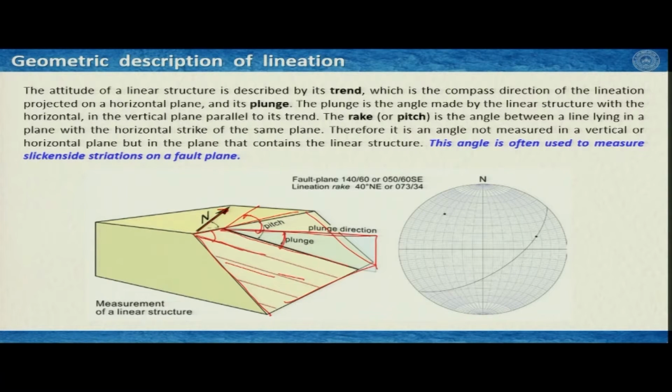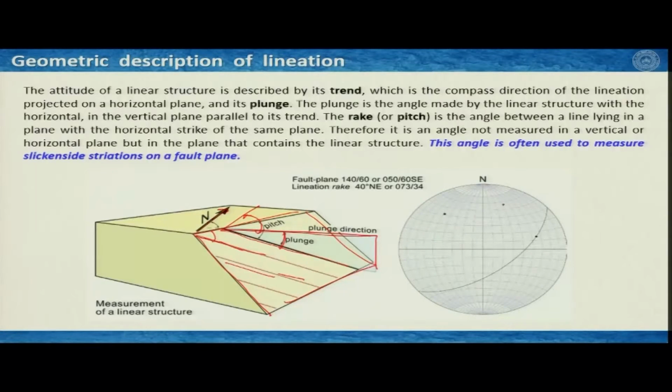pitch or rake. So, in summary, the attitude of a linear structure is described by its trend, which is the compass direction of the lineation projected on a horizontal plane, and its plunge. The plunge is the angle made by the linear structure with the horizontal in the vertical plane parallel to its trend, and the rake or pitch is the angle between a line lying on a plane with the horizontal strike of the same plane. Therefore, it is an angle that you do not measure on the vertical or horizontal plane, but on the plane that contains the linear feature.